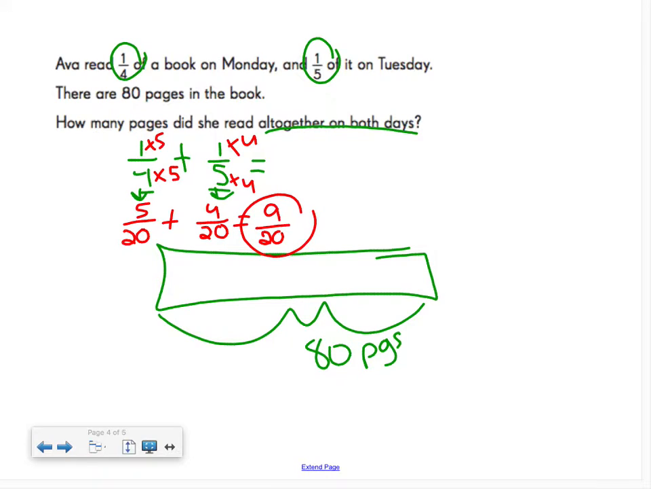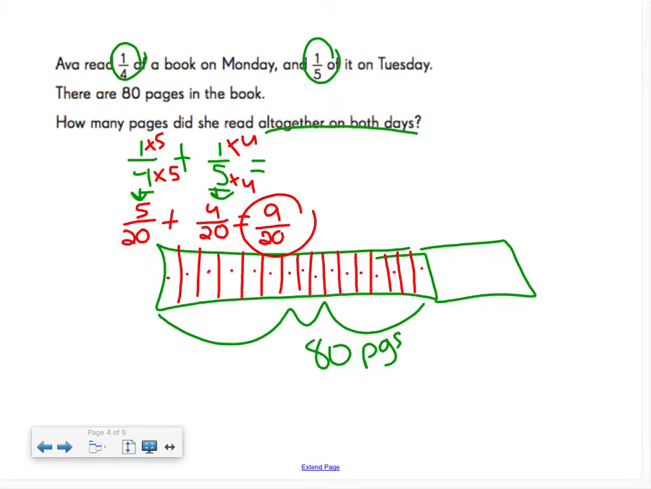I could cut this up into 20 pieces, so I guess I will. 1, 2, 3, 4, 5, 6, 7, 8, 9, 10, 11, 12, 13, 14, 15, 16, 17, 18, 19, 20. And then obviously 5 of them were Monday. So 1, 2, 3, 4, 5 M's. And 4 of them were Tuesday. 1, 2, 3, 4. And if you put them all together, that would be 1, 2, 3, 4, 5, 6, 7, 8, 9 out of 20, which is how we got 9/20ths.